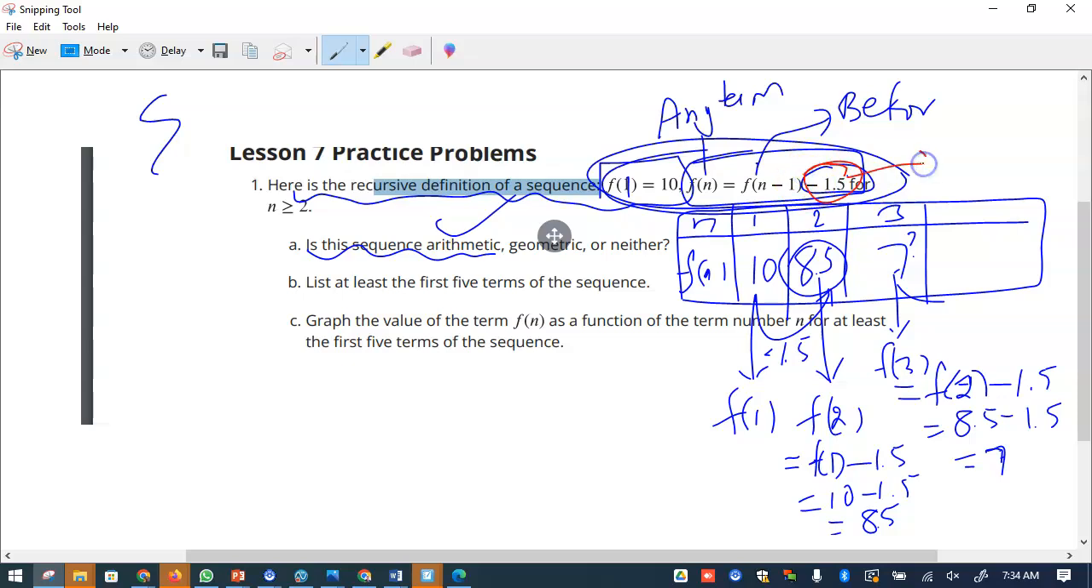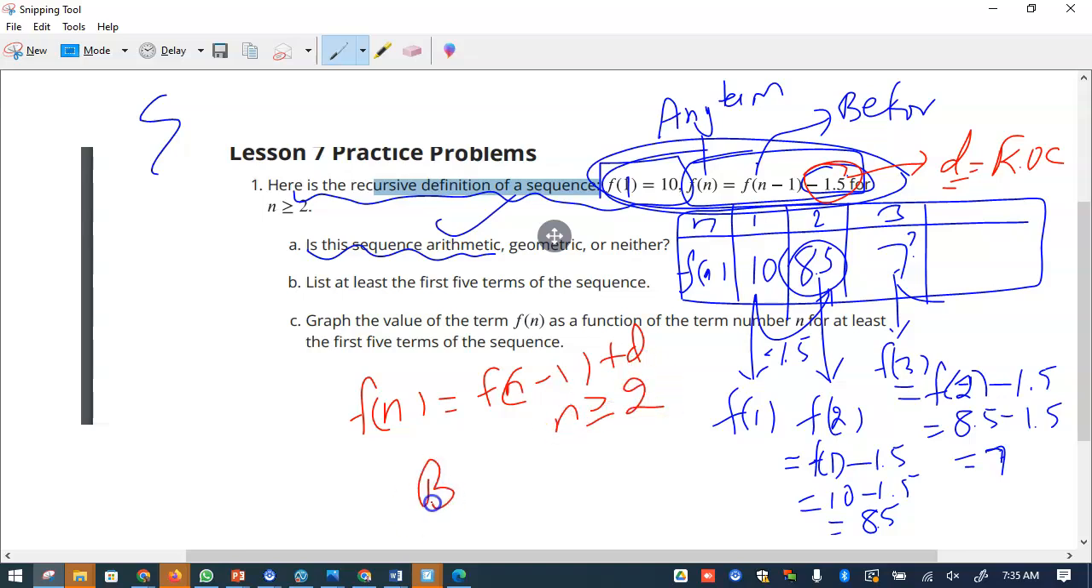This minus 1.5 is the common difference, or also the rate of change, D, because the recursive formula is always f of n equals f of n minus 1, the one before, and then plus D, and this is for n greater than or equal to 2, because you already know the first one, that is f of 1, which is the very first term. Sometimes the first term is written as a single lowercase letter a, and in this case it is 10, and you're done.